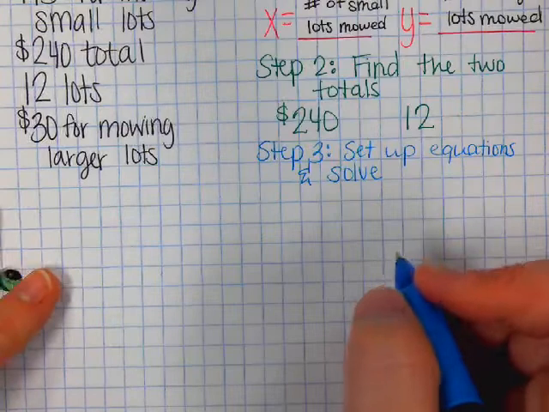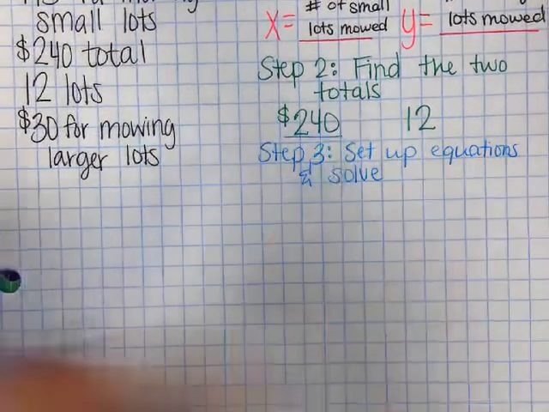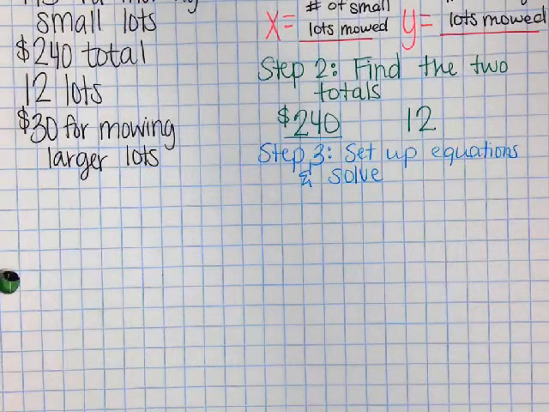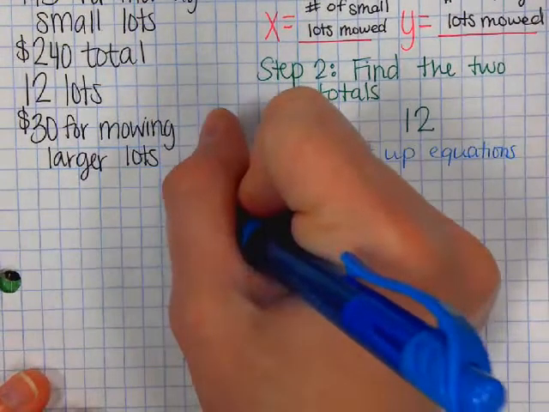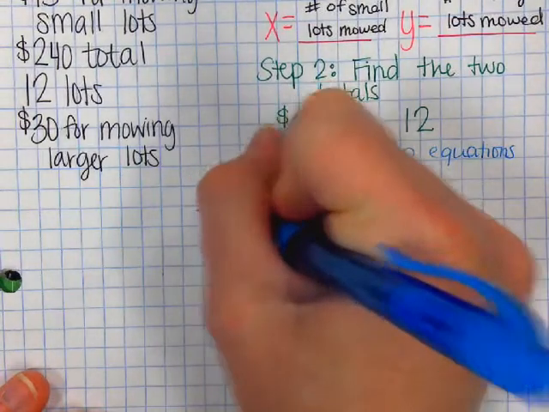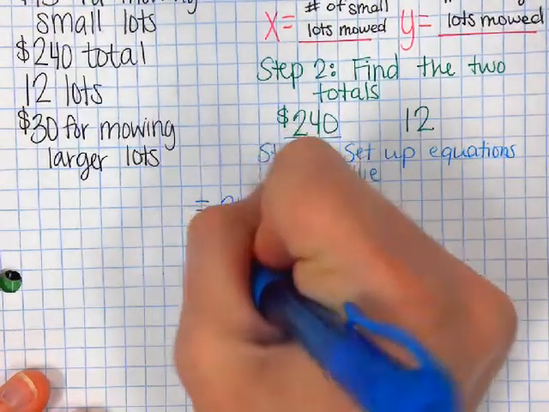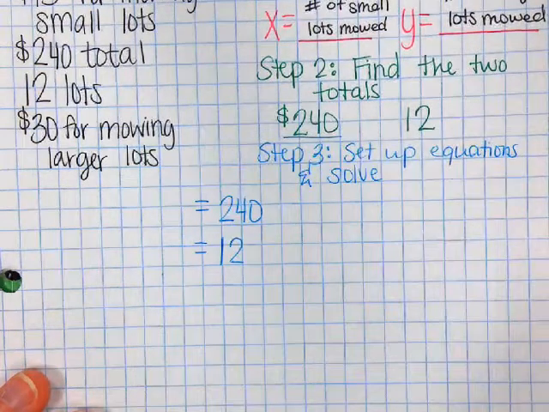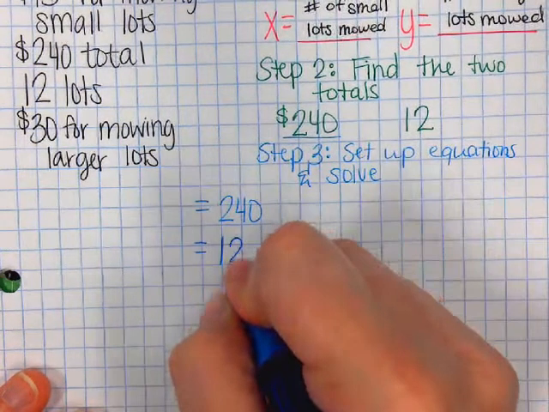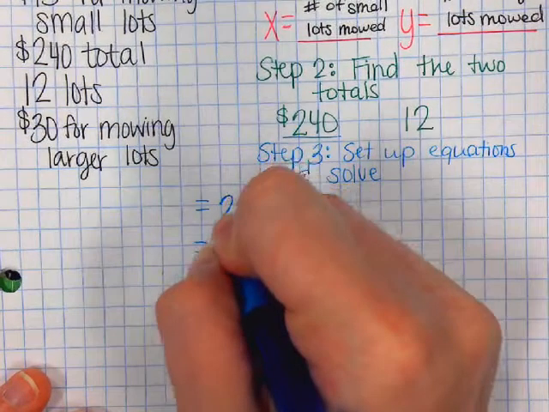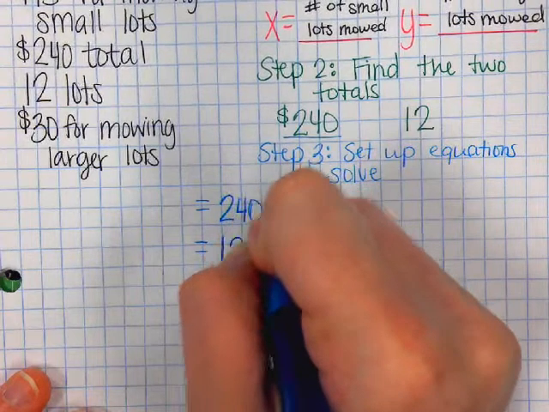Okay, so I'm going to go ahead and set up my equations. So the first total, we know that we're going to have to set equal to that. So the first equation is going to equal 240. The second equation is going to equal 12. Sorry, my blue pen is going out.